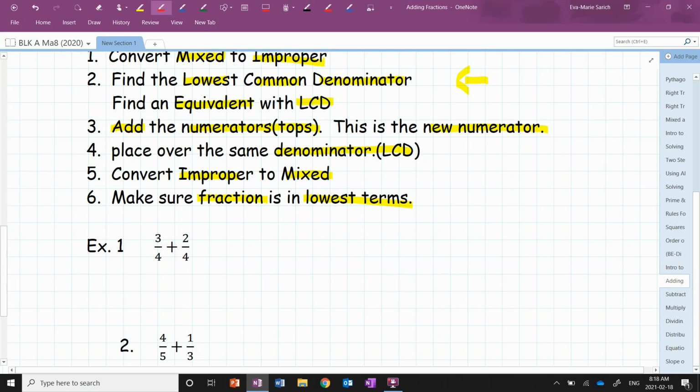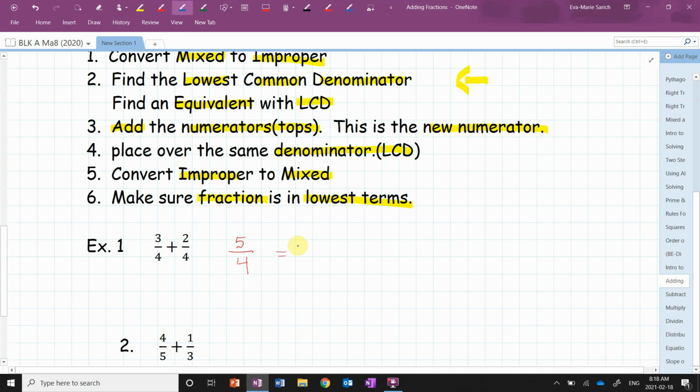Then what does it say? Add the numerators. That means add the top. So 3 plus 2 gives us 5 at the top. And we're going to place that over our same denominator. We've got denominators of 4 on the bottom. Now, look at this. Is it improper? Yes, 5 is bigger than 4. So that means we have to go to a mixed number.